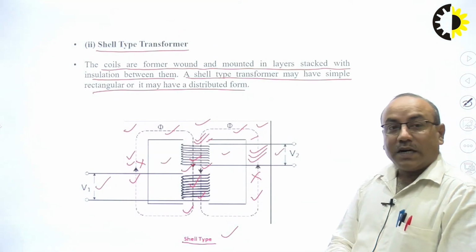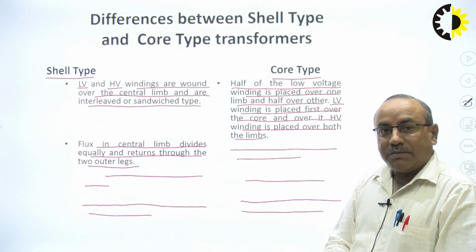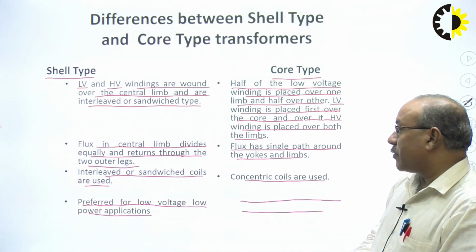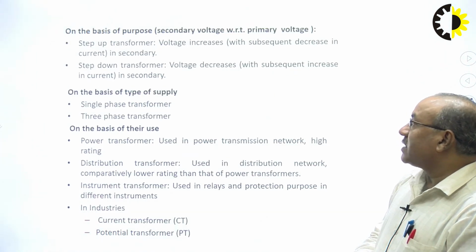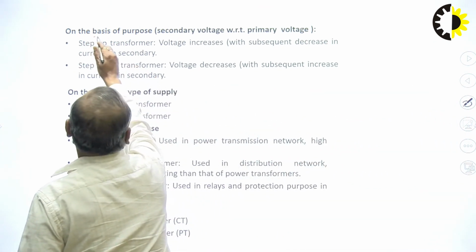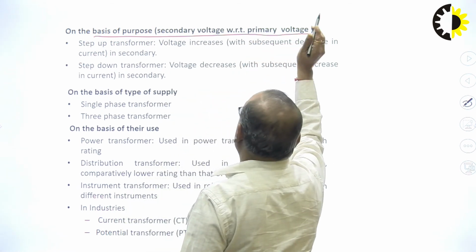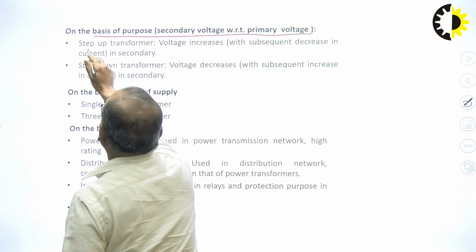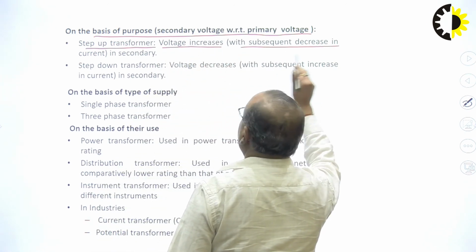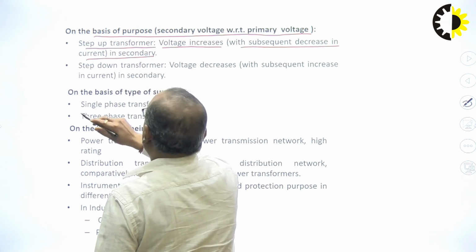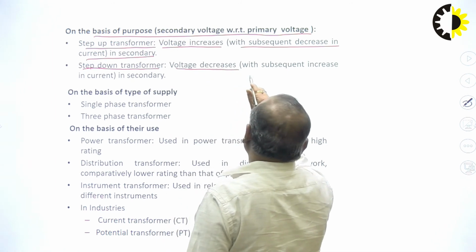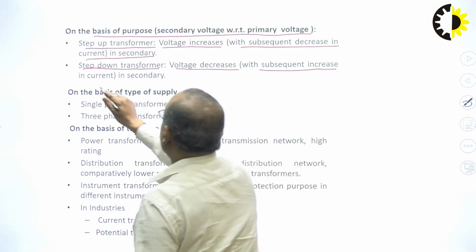So, these are the various differences on the basis of which we can differentiate the two types, shell type and core type transformer. If we further see classification of transformer on the basis of purpose, secondary voltage with respect to primary voltage, there are step up transformers in which voltage increases with subsequent decrease in the current in the secondary. On the other hand, we have step down transformers where the voltage decreases with subsequent increase in the current in the secondary.